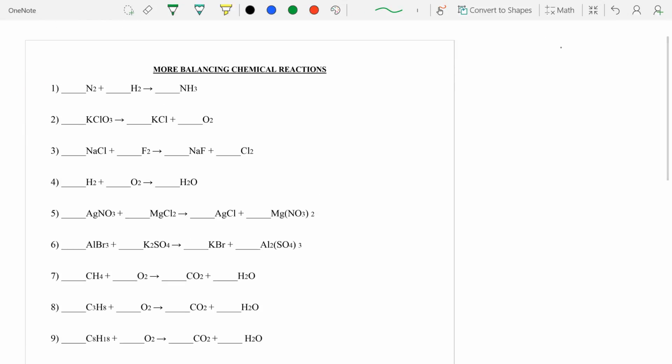Let's do a little more balancing practice now that we've got the basics. If we look at number 3 here, we want to start out by listing which elements we have. If we split this into our reactants and our products, on the left side we have sodium, chlorine, and fluorine. And we need to count up how many of each element we have on either side of the equation.